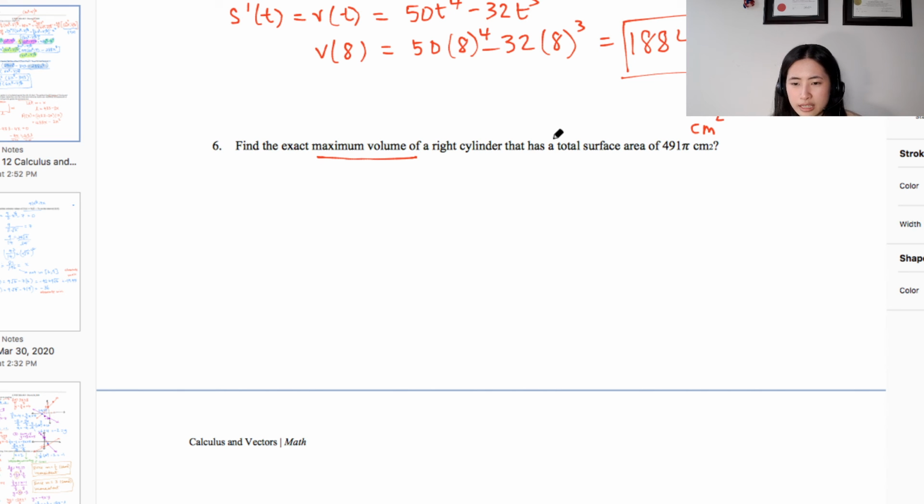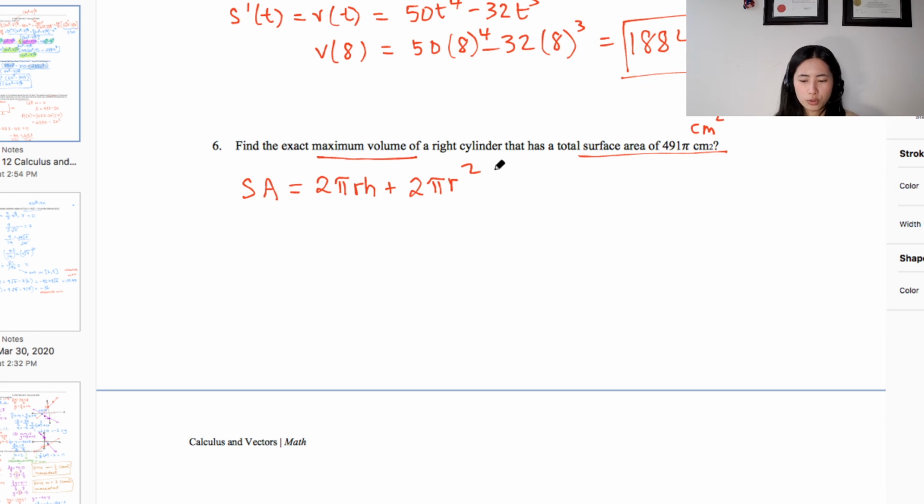Okay, so they're telling us that the total surface area is 491 pi centimeter squared. So if you recall, the surface area of a cylinder, let me call that SA, is equal to 2 pi rh plus 2 pi r squared. Because it's a cylinder, the base is actually a circle, therefore you're taking the area of a circle as well, which is pi r squared. And you have 2 circles, the top and the bottom, basically the bases, there are 2 of them. That's why it's times 2.